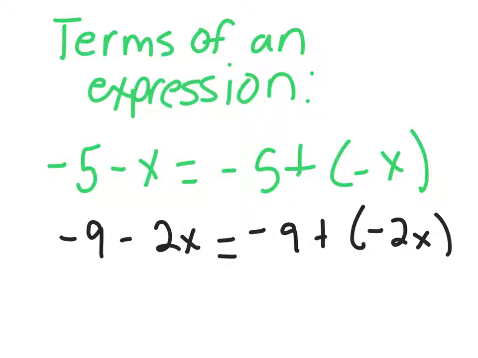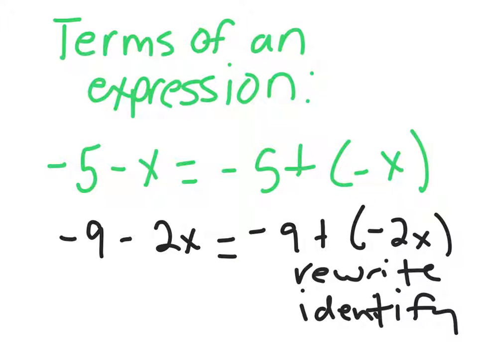Okay, so negative 9 minus 2x would equal, when you rewrite it, negative 9 plus negative 2x. So all you've done is add the plus sign here, and then the terms are negative 9 and then negative 2x. That's the terms. If you don't rewrite it like this, though, you can get confused. So that's why you have to first rewrite it. Rewrite it and then identify the terms.